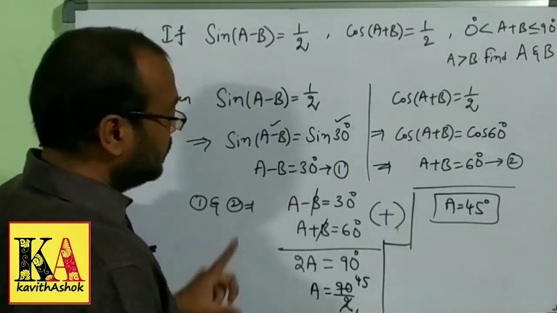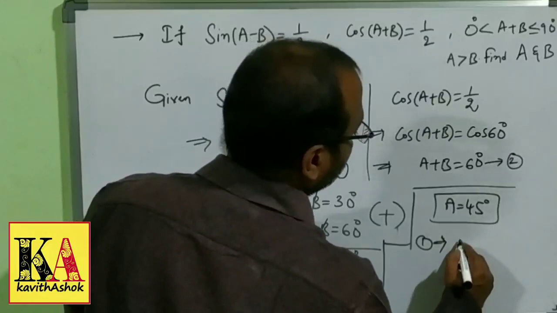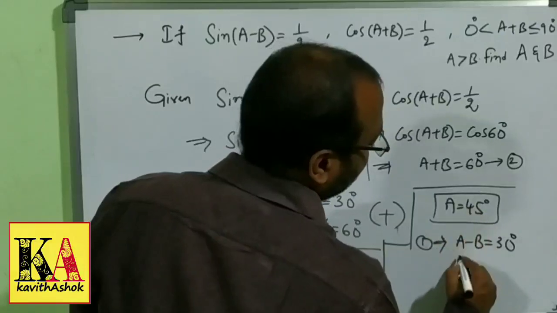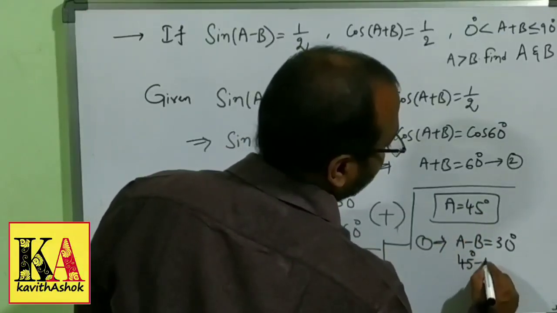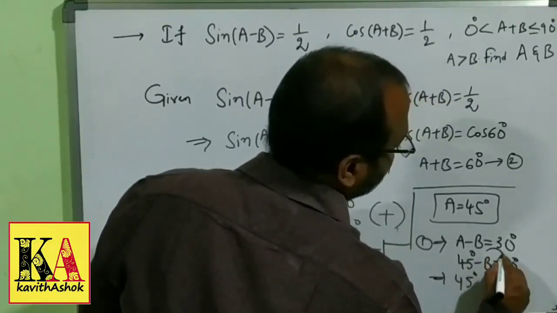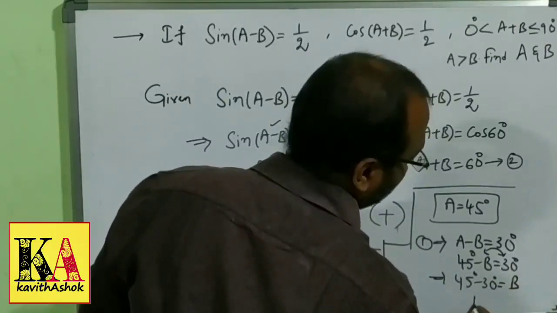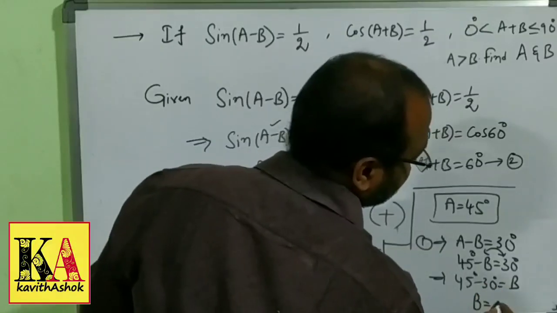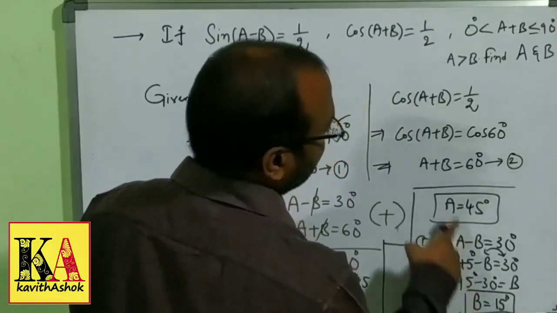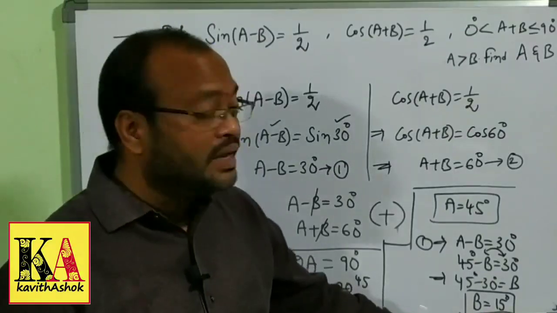We want B also, so I am taking equation number 1. It says A minus B is equal to 30 degrees. In the place of A we replace 45 degrees. So 45 degrees minus B is equal to 30 degrees. Interchanging these two, B is equal to 45 minus 30, which is simply 15 degrees. So A value is 45 and B value is 15. He only says A is greater than B. So the value of A is 45 degrees and the value of B is 15 degrees.